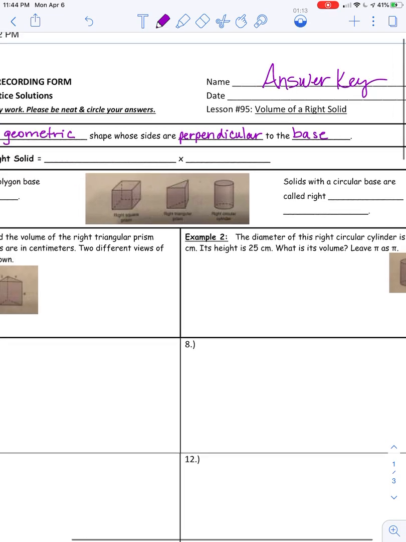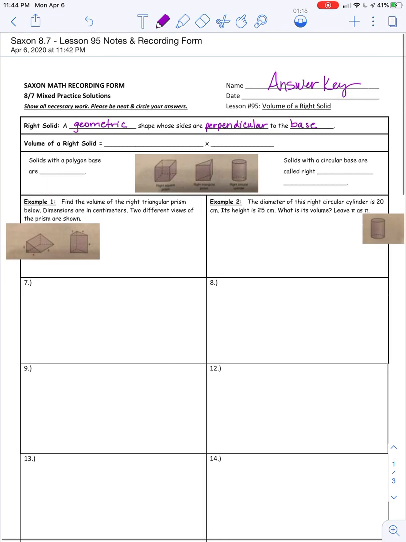Okay, we know that what perpendicular means is our lines that come down, for example, that's the symbol we use for perpendicular because it's two lines that intersect that make right angles. Remember, that's what perpendicular means. So when we're thinking about a right solid, we're thinking about a right angle. The shape's sides come down and meet the base at a 90-degree angle.